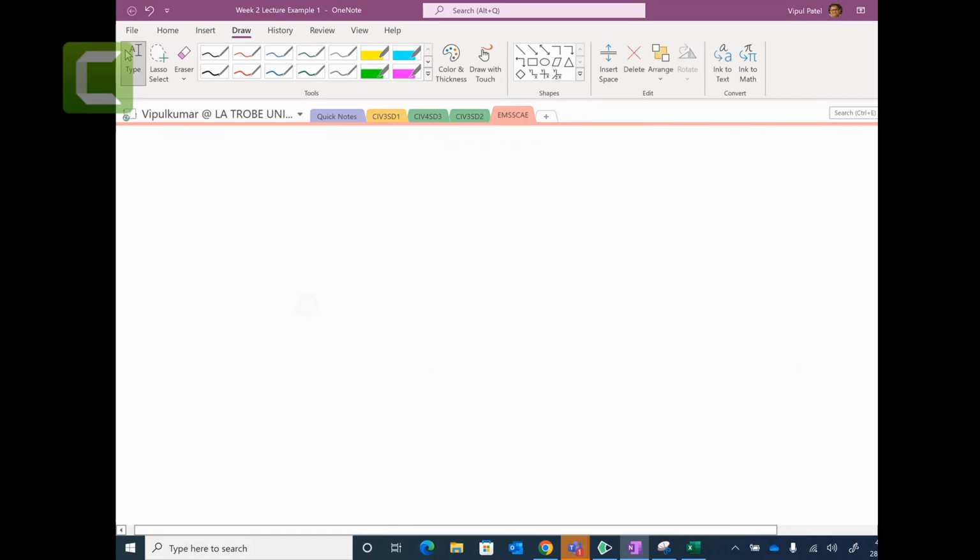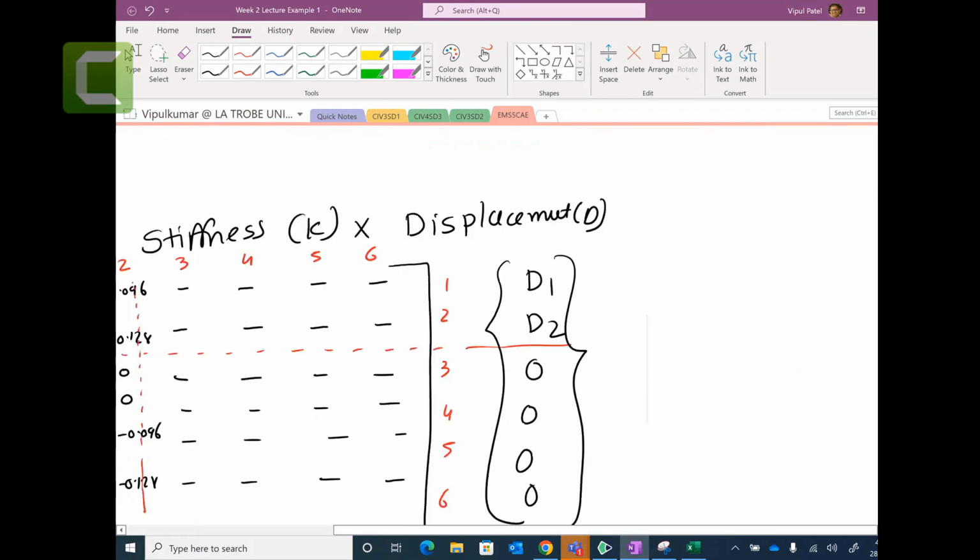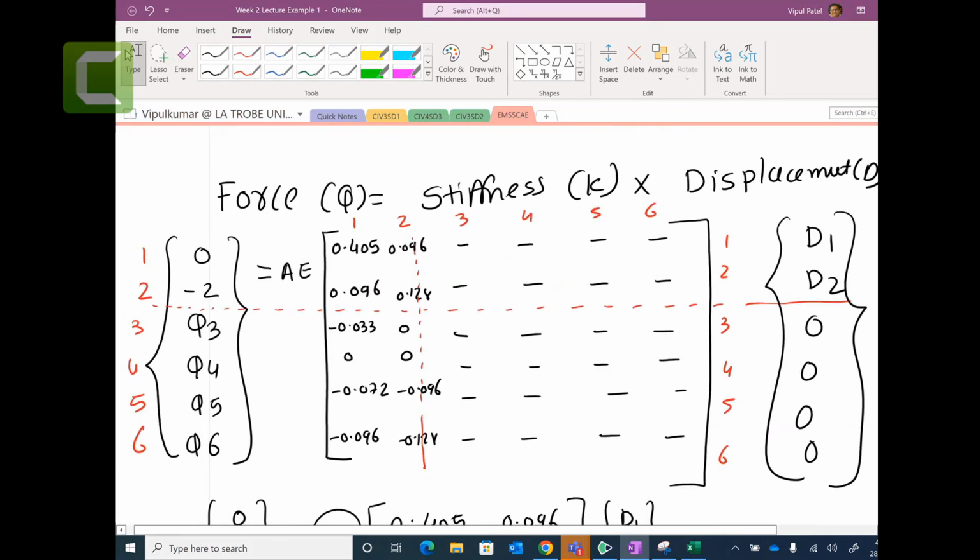So first of all, we will write Q equal to KD. Q matrix, I already showed you how you get it. K matrix, you can get it, which in week number 2, I already explained to you. And you have the D matrix.